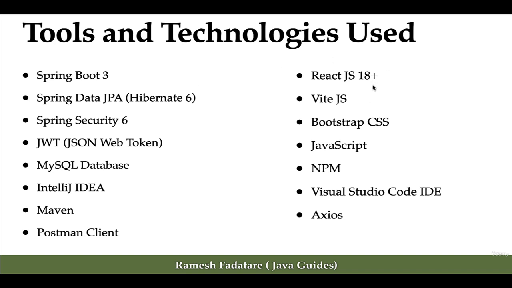Next, at the front end, we will use React.js 18+, we will use Vite.js as a build tool, we will use the Bootstrap CSS framework to style the web pages, we will use JavaScript, we will use NPM as a package manager, and we will use Visual Studio Code IDE to develop the React application, and then we will use the Axios HTTP library to make REST API calls in a React application. So these are the latest versions of tools and technologies that we will be using in this course.